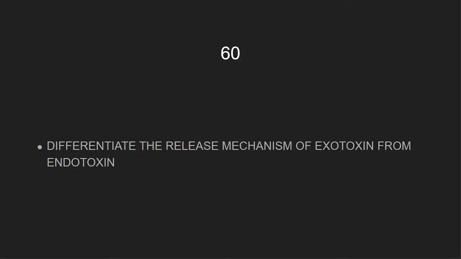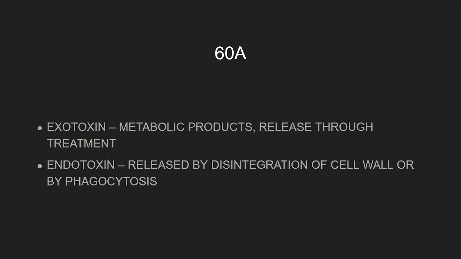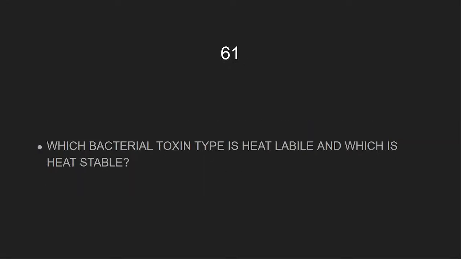Now, number 60. Differentiate the release mechanisms of exotoxins and endotoxins. Exotoxins are released as metabolic products or released through treatment, whilst endotoxins are released by the disintegration of the cell wall or phagocytosis. Okay, because it's already part of the cell. Okay, let's move on. Which bacterial toxin type is heat labile and which bacterial toxin type is heat stable?